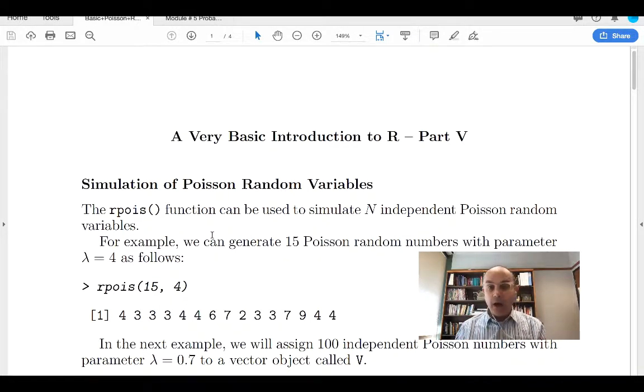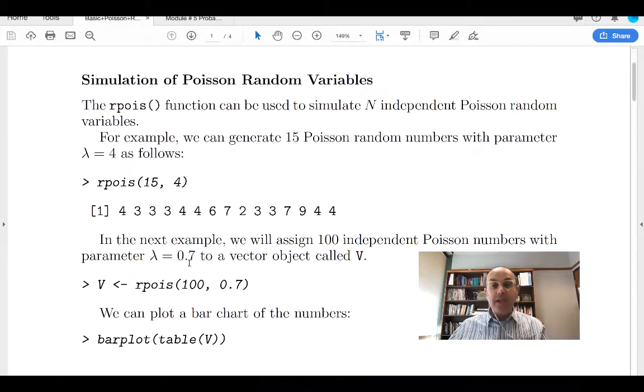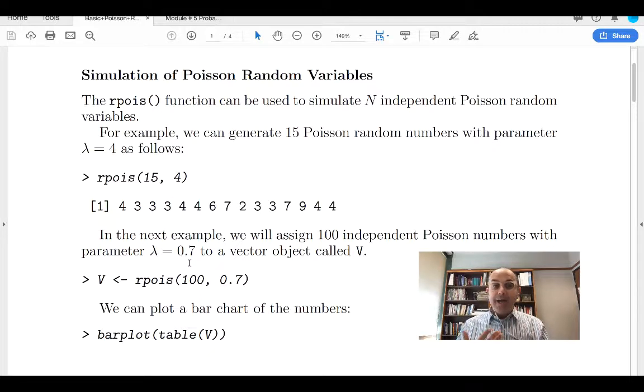So in R, we have functions, as you already know, and rpois is a function used to simulate an independent Poisson random variable. For example, we can generate 15 random numbers with the parameter lambda equal to 4. So the idea is that it will give us 15 random numbers with regard to the Poisson distribution.